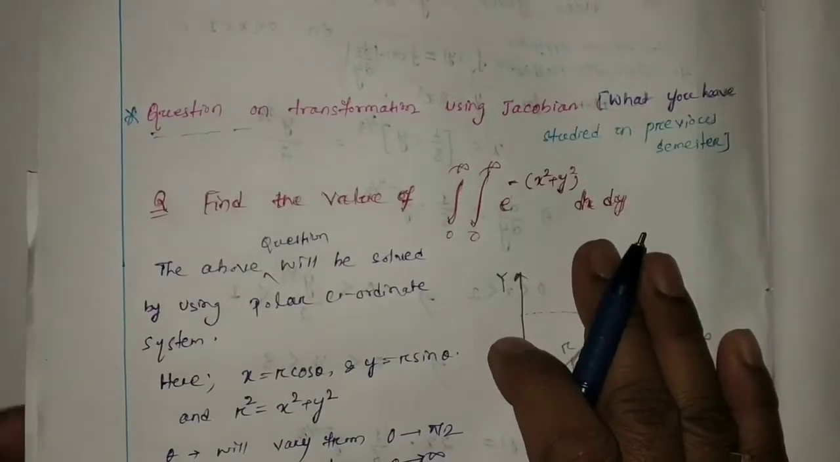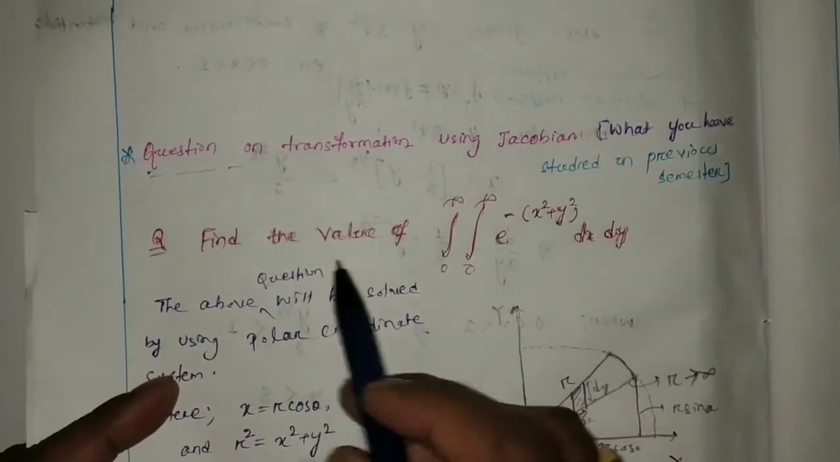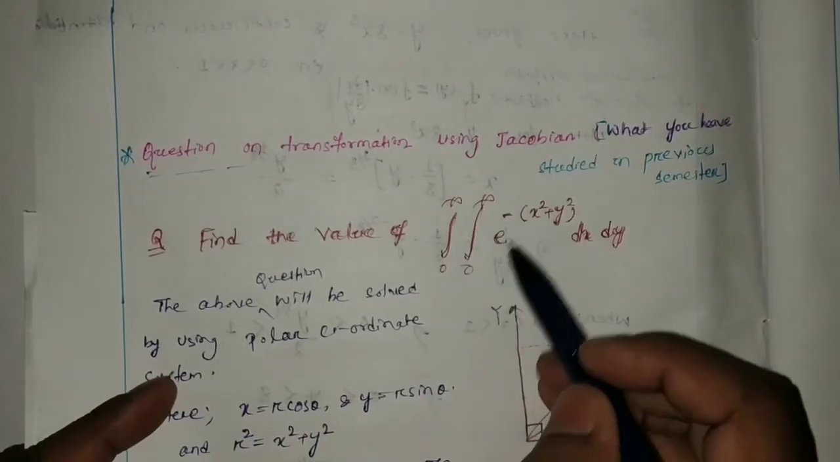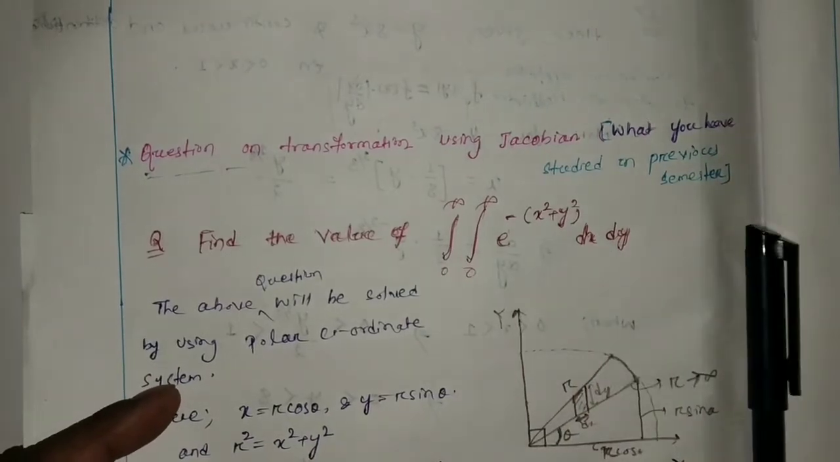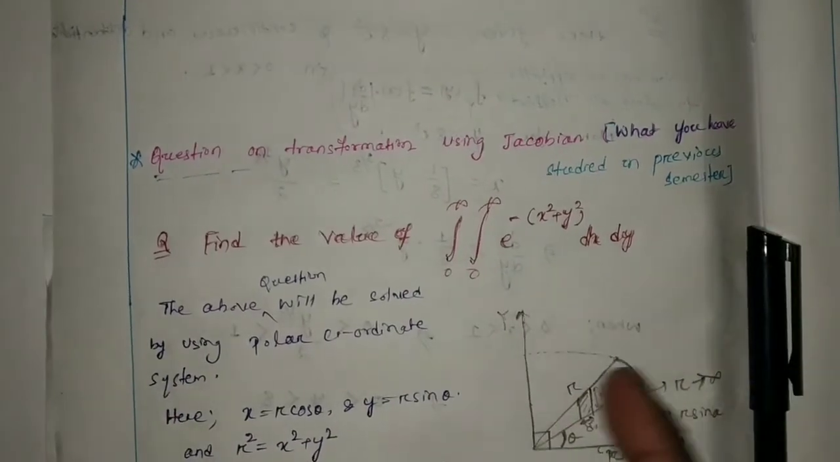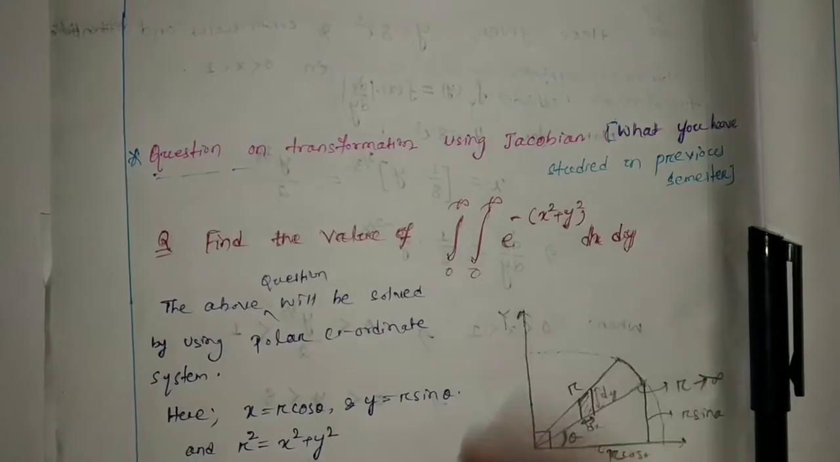Here I have drawn a simple problem using the Jacobian: find the value of the integral from 0 to infinity, 0 to infinity of e to the minus x square y square dx dy. This is the question in the Cartesian coordinate system. We have to transform it to the polar coordinate system and solve it.